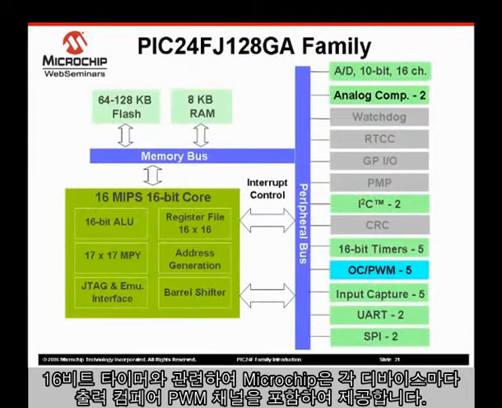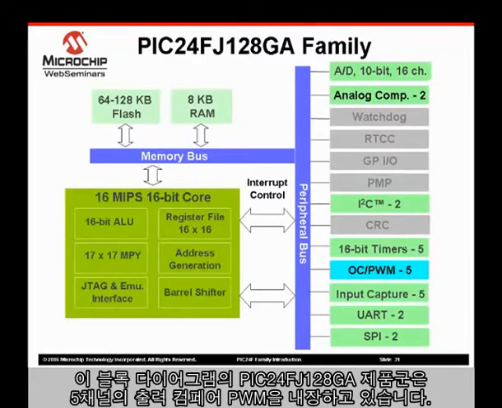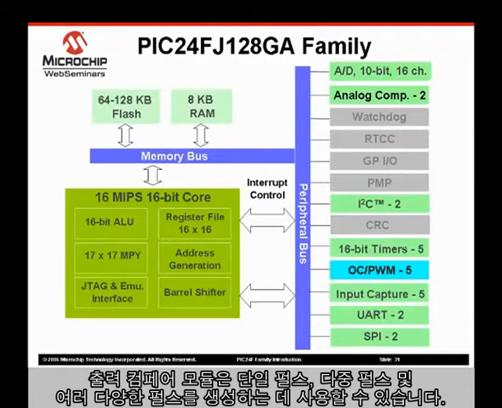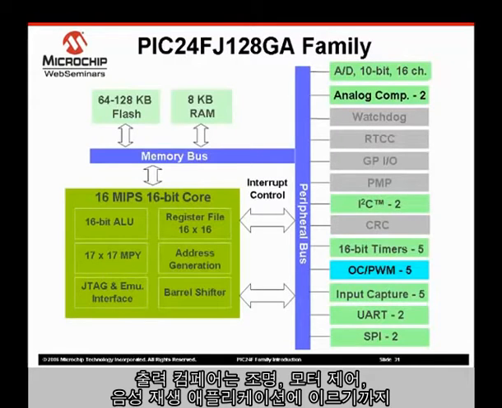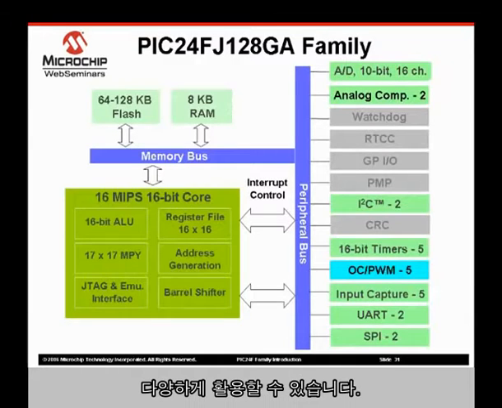In association with the 16-bit timers, Microchip includes several channels of output compare PWM on each device. The PIC24FJ128GA family used in our block diagram contains 5 channels of output compare PWM. The output compare modules can be used to generate single pulses, multiple pulses, and variable pulse chains. The output compares are very useful in lighting, motor control, and even voice reproduction applications.